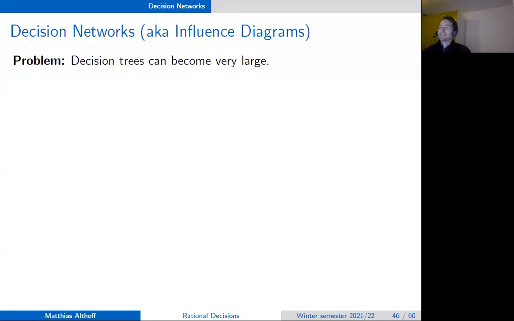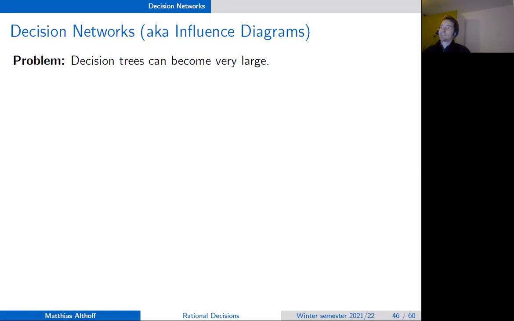Okay. So what have we discussed last week? We discussed utility functions, preferences. We discussed decision trees and also the value of information. And there was one thing that was remaining, and that were decision networks. So we're looking at decision networks because these scale much better than decision trees.